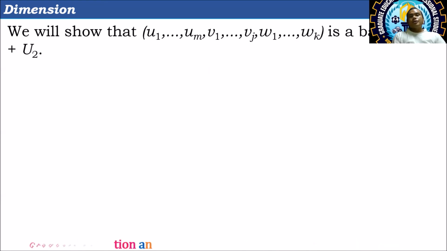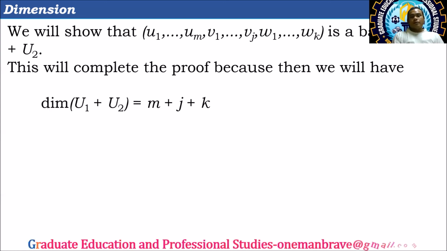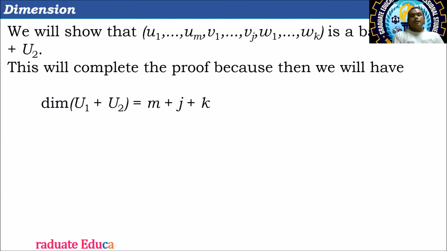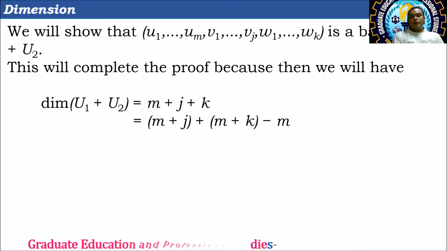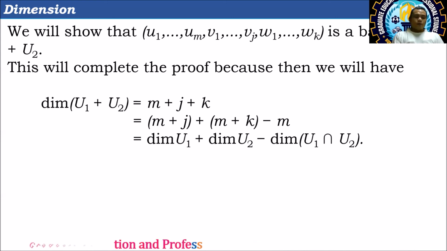show that the u's, v's, and w's are a basis of U1 plus U2. This will complete the proof because then we will have the dimension of U1 plus U2 is equal to m plus j plus k. And we know that m is present in all of it. Since m is present in all of it, this equals the dimension of U1 plus the dimension of U2 minus the dimension of the intersection of U1 and U2.